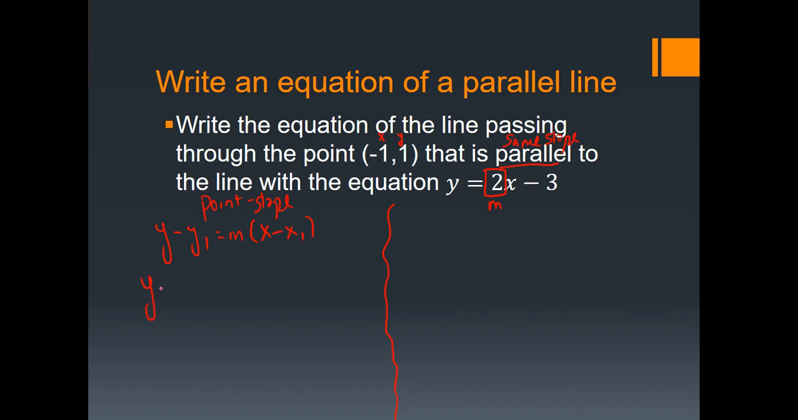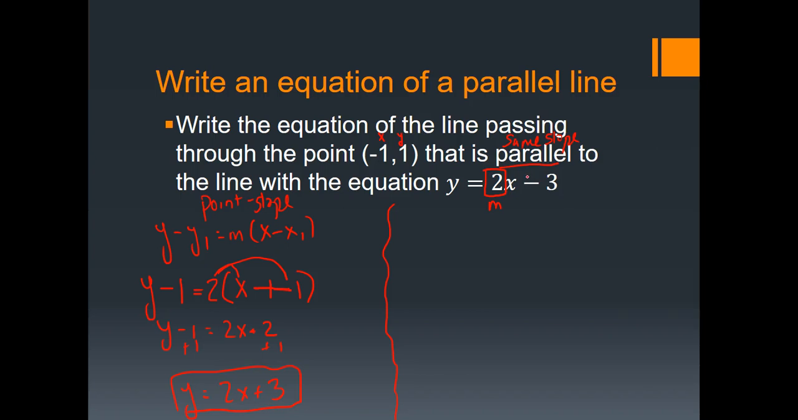So I do y minus the y value of my point, 1, equals m, which is my slope. In this case, that's 2. And then x minus the x value of my ordered pair, which is negative 1. And then I just have to simplify this down. The two negatives make a positive. Distribute the 2, and I get y minus 1 equals 2x plus 2. Add the 1, and I have my final equation, y equals 2x plus 3. That line is parallel to y equals 2x minus 3 because the slopes are the same.